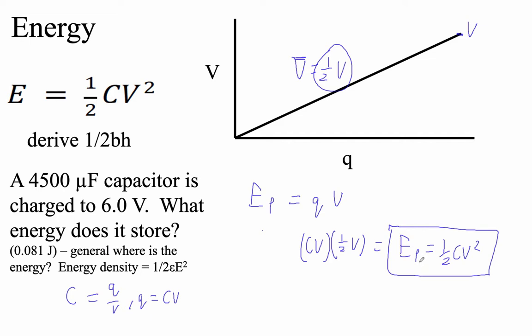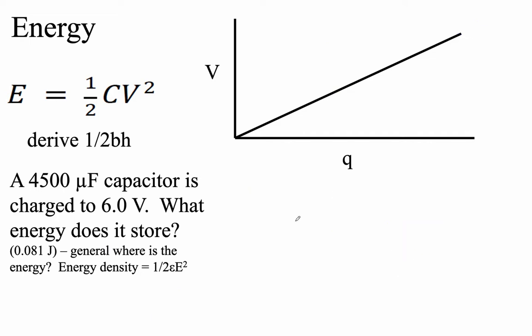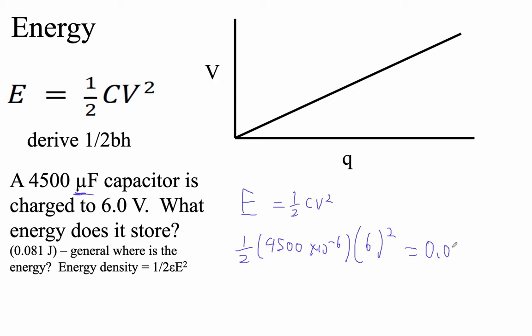Okay, so let's do the example problem here. E is 1/2 CV squared, so it's going to be 1/2 times 4,500 times 10 to the minus 6, that's microfarads, times 6 squared. And that gives us 0.081 joules. There we go. I might do another video.